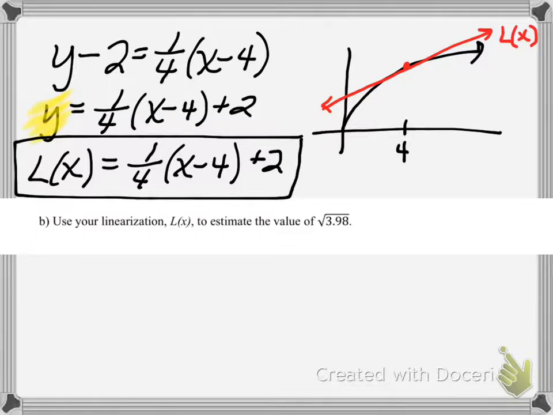Now for part B, we want to use our linearization, L of x, to estimate the value of the square root of 3.98.